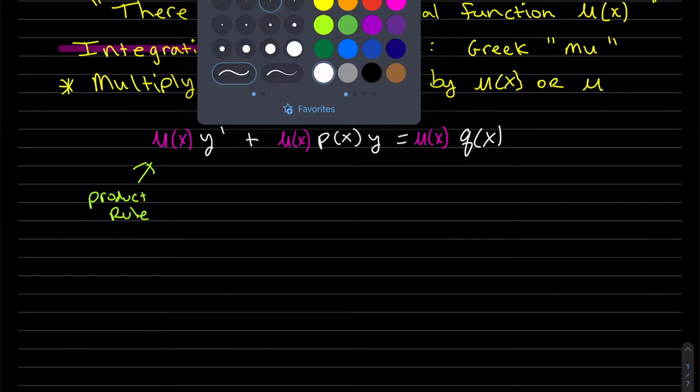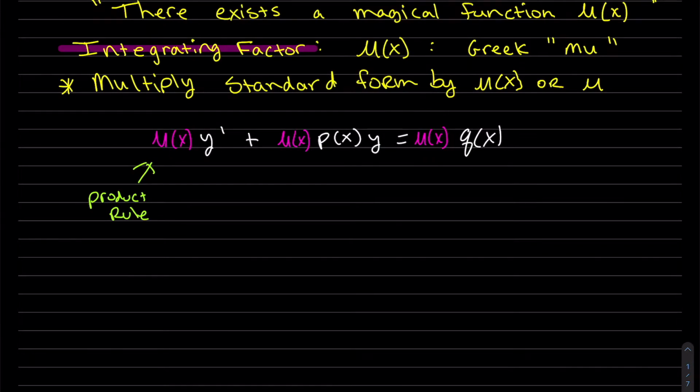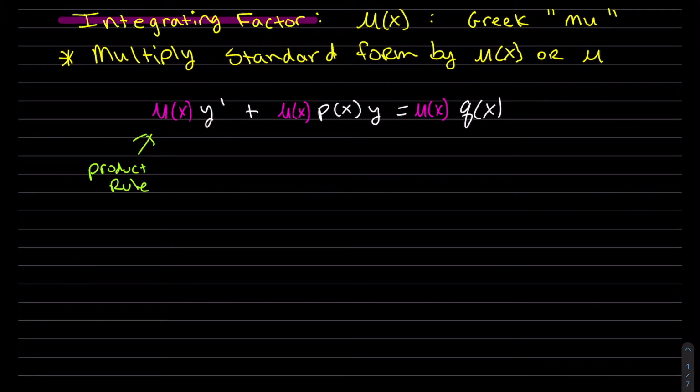Just to make it look a little cleaner, I do want to rewrite this without the of x's. I'll be going back and forth with adding the of x's and taking them off. So this looks like it could be the product rule, the derivative of a product. And so before I write that out, let's rewrite this without the of x's. So this is mu y prime plus mu p y is equal to mu q.